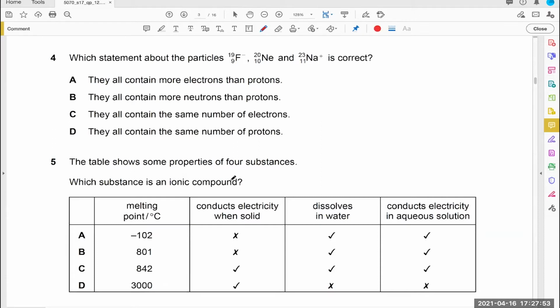They all contain the same number of electrons. That is true. They are all isoelectronic, as I said. So C is our answer in this one. And last is they all contain the same number of protons. That would only be true for the same element, which isn't the case here. So C is our answer.